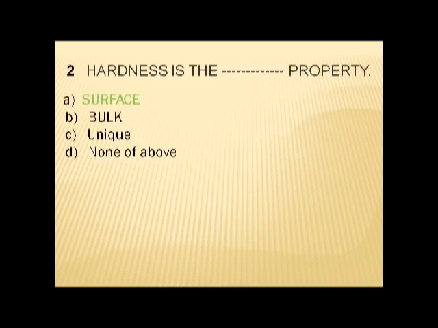Second MCQ: hardness is the dash property. Options are surface, bulk, unique and none of above. And the correct answer is surface. So hardness is the surface property.